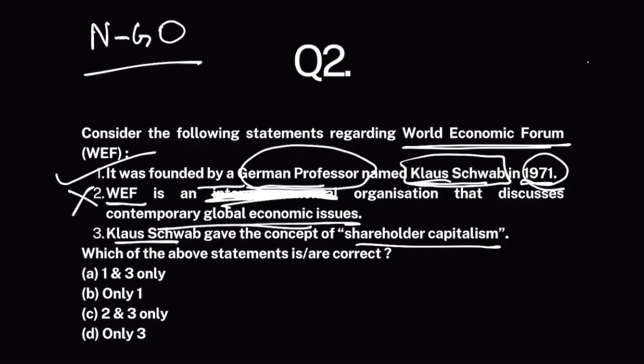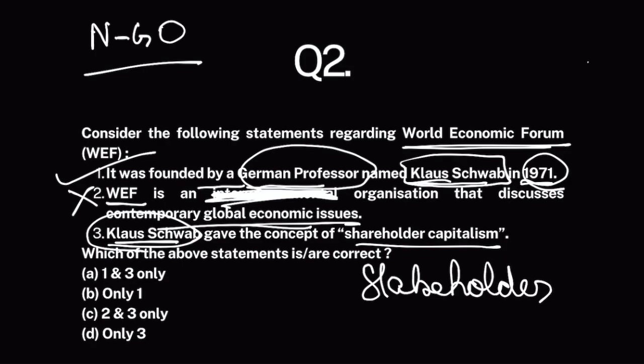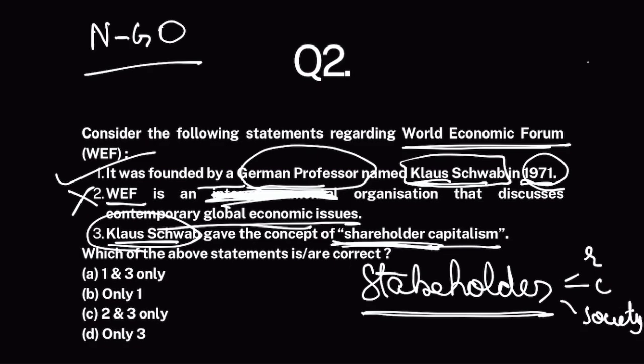So this is false. Now, Klaus Schwab gave the concept of stakeholder capitalism. What is shareholder capitalism? That the company will function in a way that it provides maximum gain to its shareholders. But stakeholder capitalism is that the company will function in such a way that it not only provides benefit to its shareholders, but to all the other stakeholders like its employees, customers, community, society, country. All of these are stakeholders in that company. They don't own shares of that company, but they are stakeholders, right?